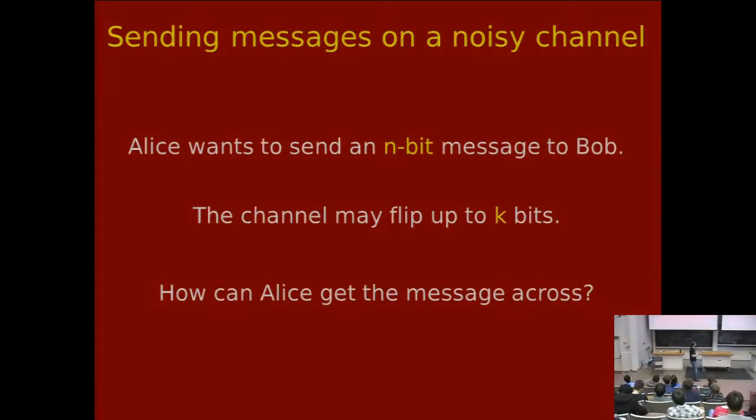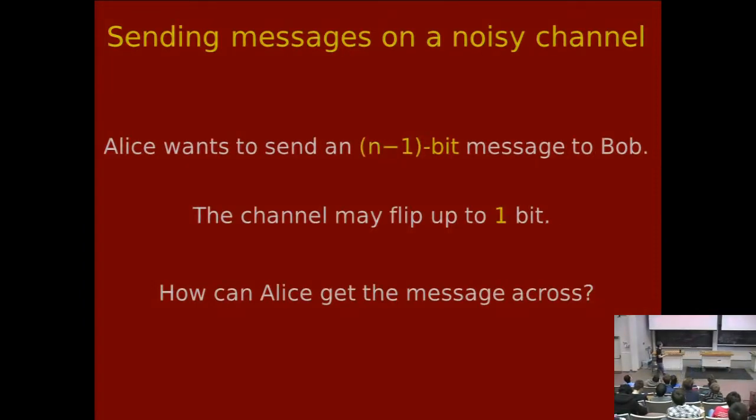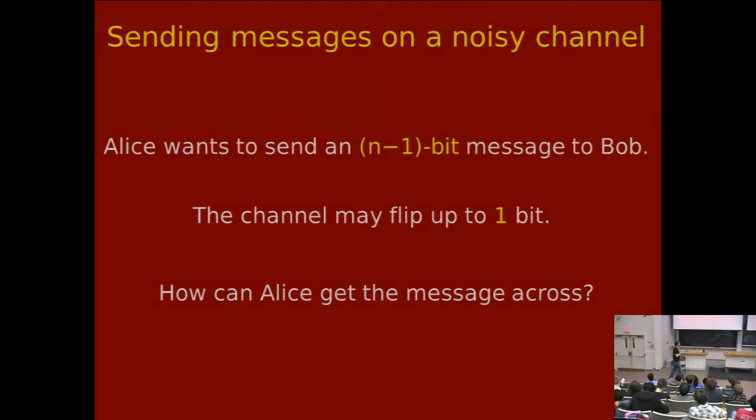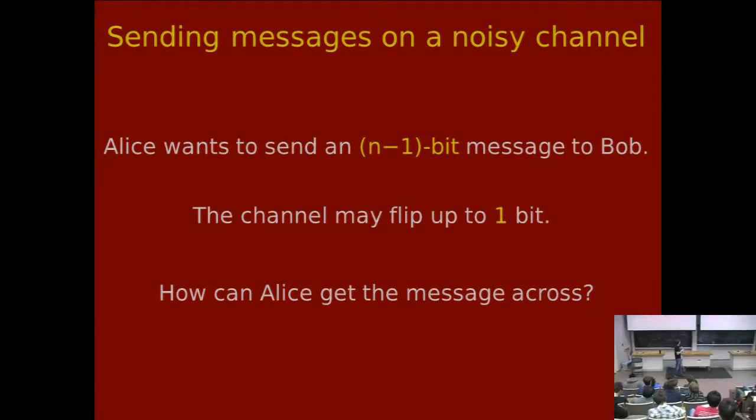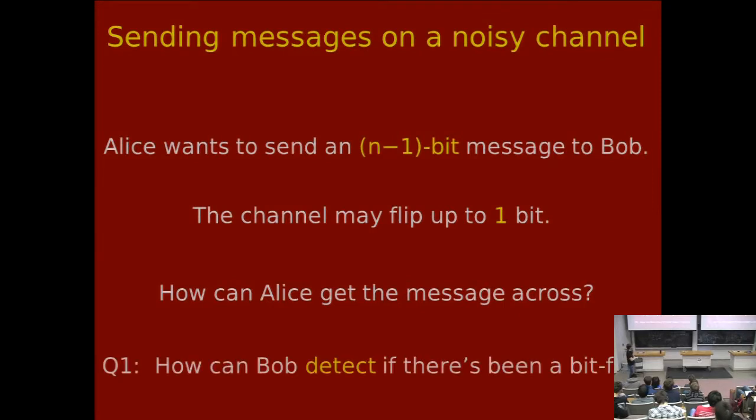This is slightly complicated, so let me start with an easy case. Let's say the channel can only flip 1 bit. You can imagine that at most 1 bit will get corrupted. And let me, for simplicity, assume that Alice wants to send an n-1 bit message. It's going to make our notation easier. We're going to solve this problem, but let's think about an easier problem.